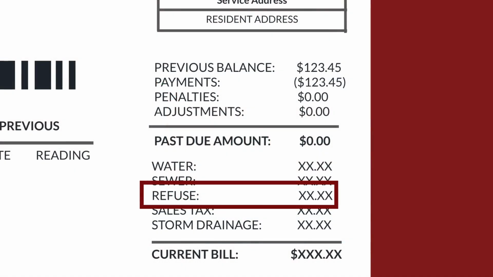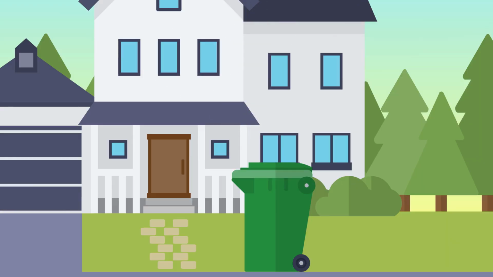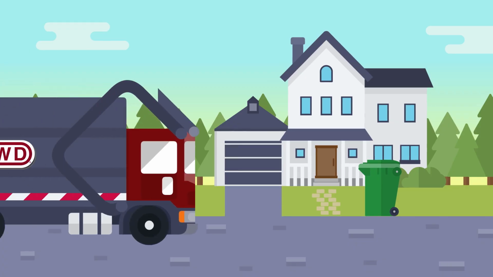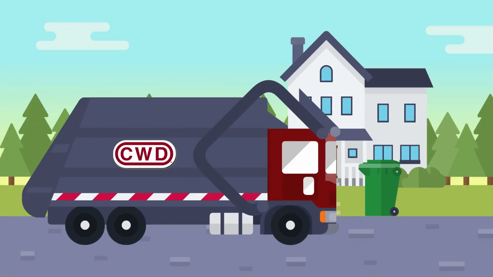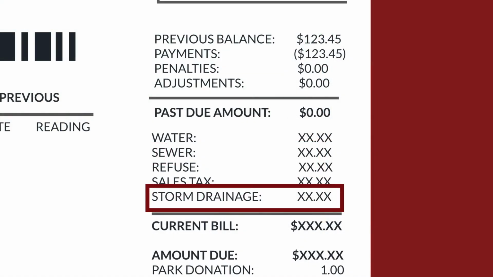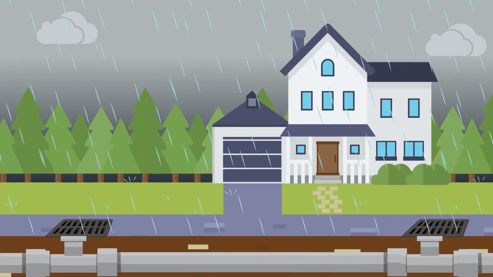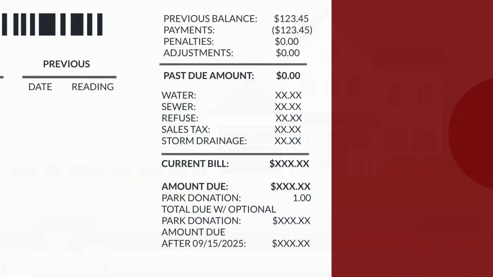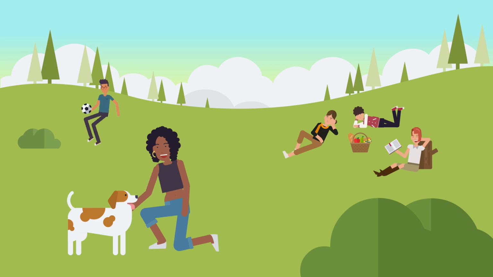Refuse is your trash and recycling service. This is a charge that comes directly from our contracted trash and recycling provider, Community Waste Disposal. The stormwater charge is a set fee that helps take care of the drains and pipes that carry rainwater away from your home and streets. Your bill also includes a required sales tax and an optional park donation that you can choose to add to support our Red Oak public parks.